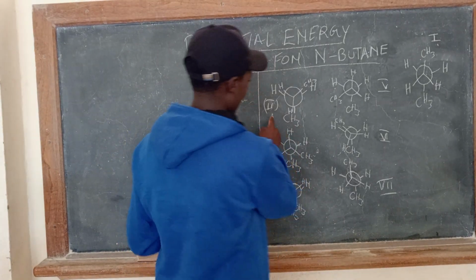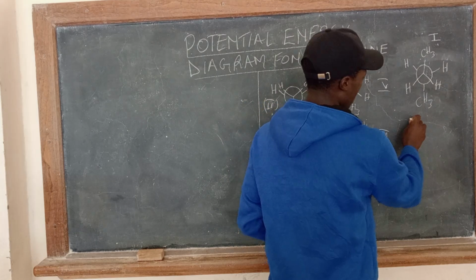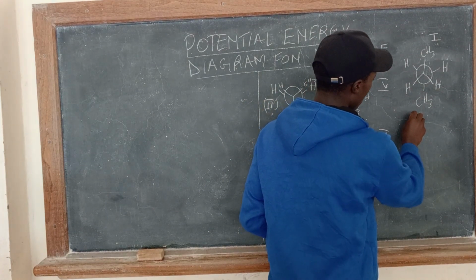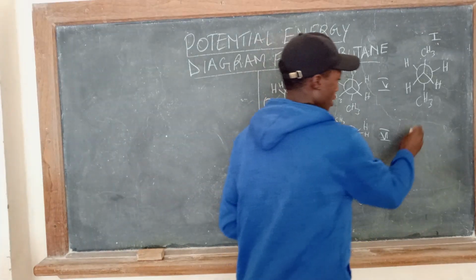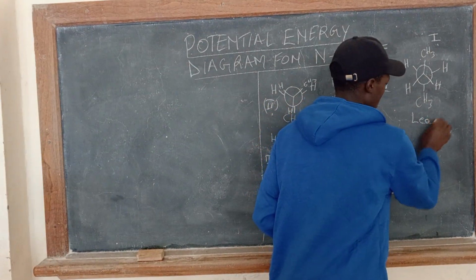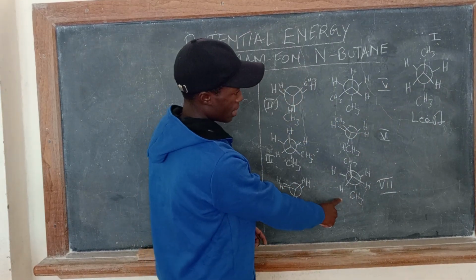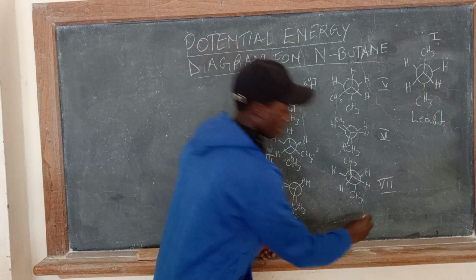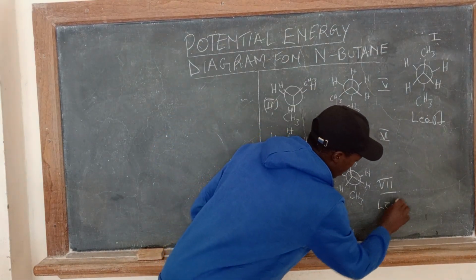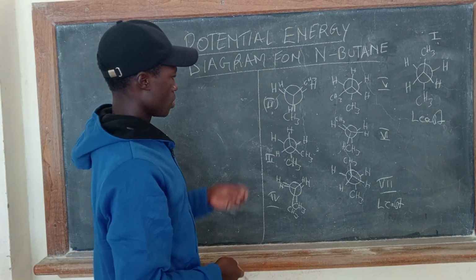Now, let's see. Our number 1 is staggered. When it is staggered, it is most stable, that's the least amount of energy. So let's keep there, least. And our number 7 looks like number 1. So they have the same amount of energy, and both of them have the least energy. So we are through with those.